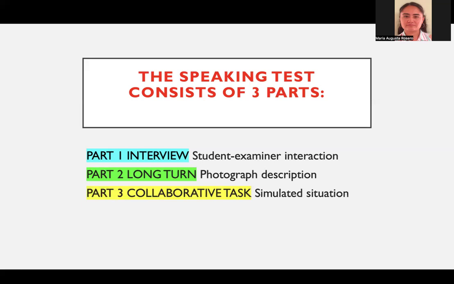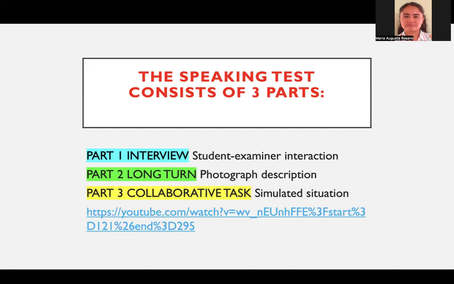And finally, in the last part, number three, the collaborative task. This has to do with a situation which is going to be simulated. Based on that situation and on the picture you are going to be given, which I am showing you later on, you will have to start talking about it, agreeing, disagreeing, and then finally you have to reach an agreement or a conclusion when you finish this task.